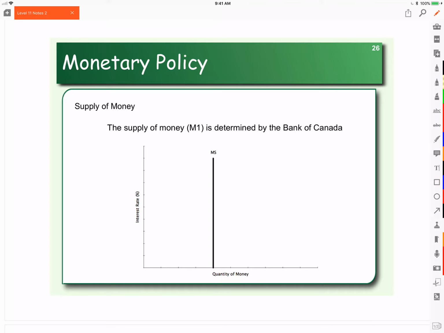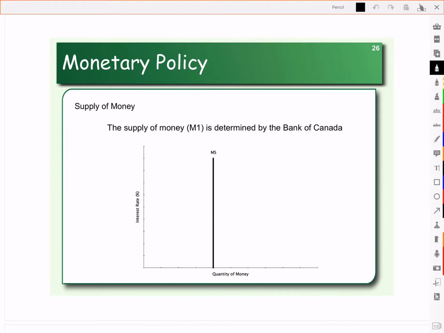So let's look at what would change the supply of money. Well, in the previous level, we talked about how you can increase the money supply. So what are those 4 ways you could increase the money supply? Right? We could print more. So we could mint more coins. We could issue more banknotes. How else can we increase the money supply? We can change the bank rate, right?